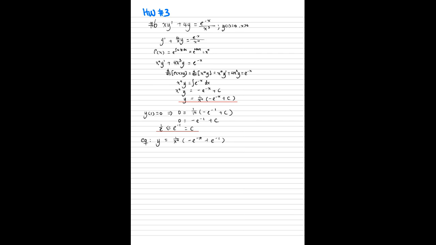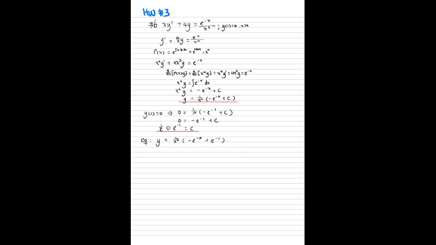Okay, so I'm presenting homework 3, number 6, which is given the equation x y prime plus 4y equals e to the negative x over x cubed, and y(1) equals 0, where x is greater than 0, which is positive.